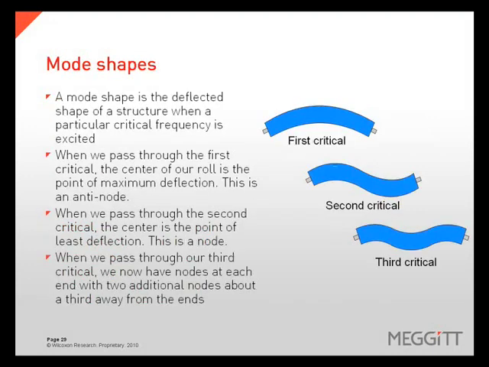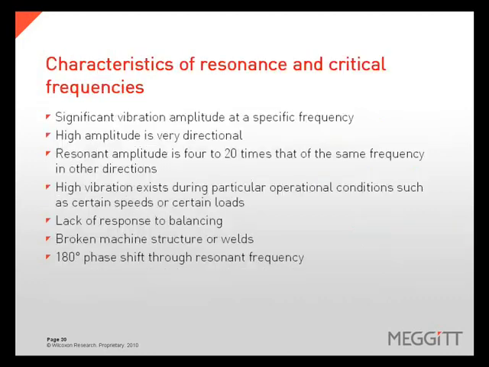A mode shape is the deflected shape of a structure when a particular critical frequency is excited. When we pass through the first critical, the center of our roll is at the point of maximum deflection. This is an antinode. When we pass through the second critical, the center point is of least deflection, which is called a node. When we pass through our third critical, we now have nodes at each end with 2 additional nodes about 1/3 away from the ends.